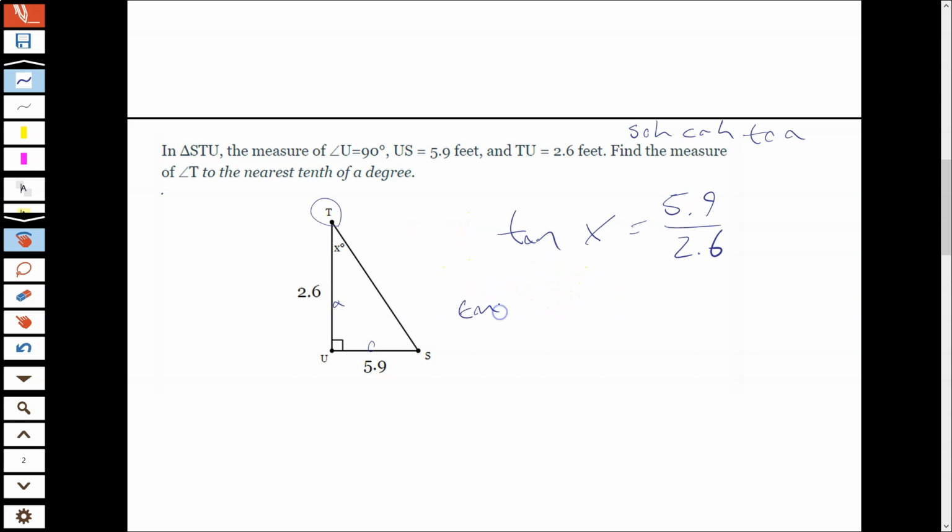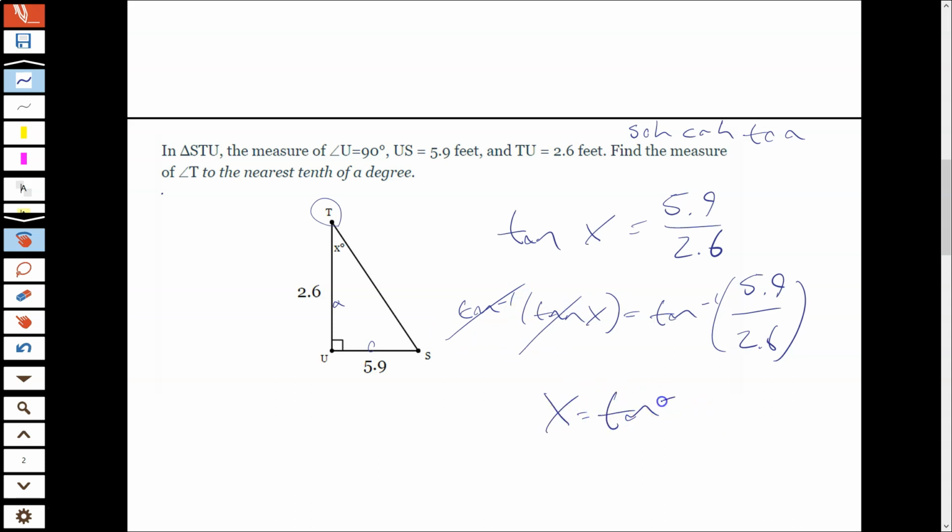You'll probably not develop the habit of writing this, and that's okay. And again, on the left we have inverse operations that cancel out. On the right, we're just left with tangent inverse of 5.9 over 2.6. And that is a type-it-into-your-calculator type of problem. Here we want the nearest tenth of a degree, which is 1 decimal place. So I get 66.2 degrees.